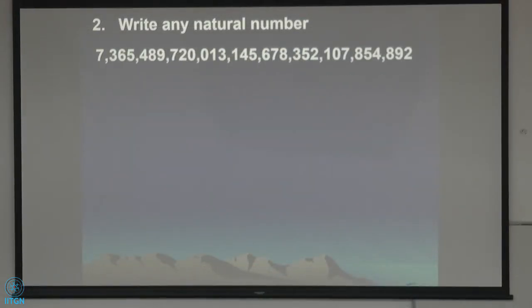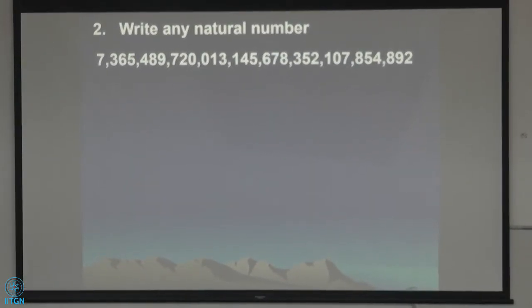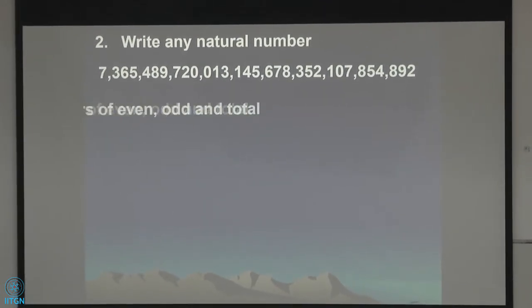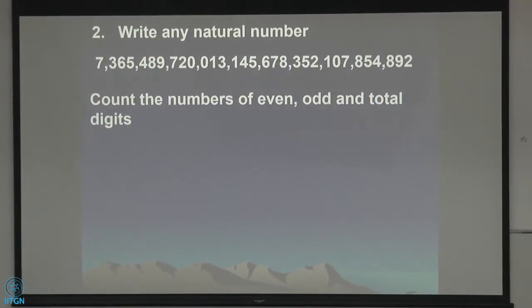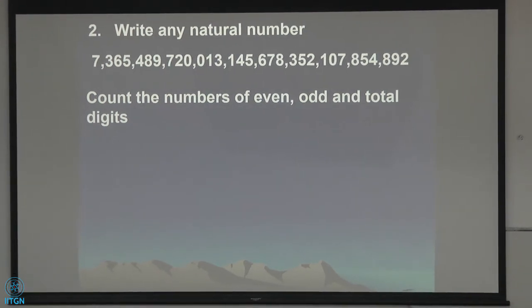Write any natural number, just write it like this. Then count the numbers of even, odd and total digits. 0 is an even digit. So, 0, 2, 4, 6, 8 are even and 1, 3, 5, 7, 9 are odd. Count the numbers of even, odd and total digits.